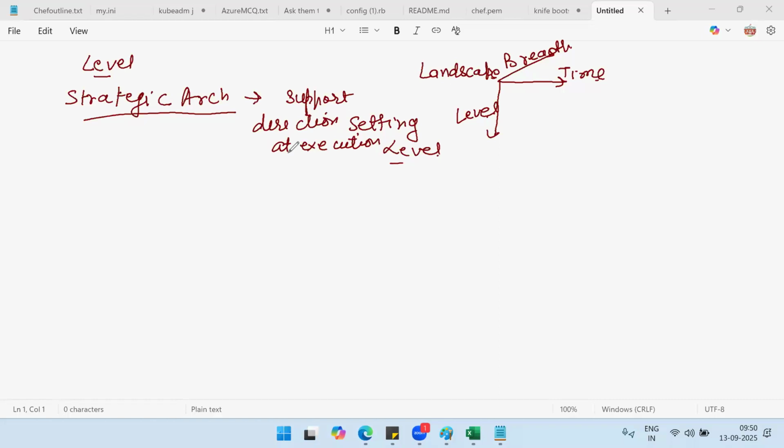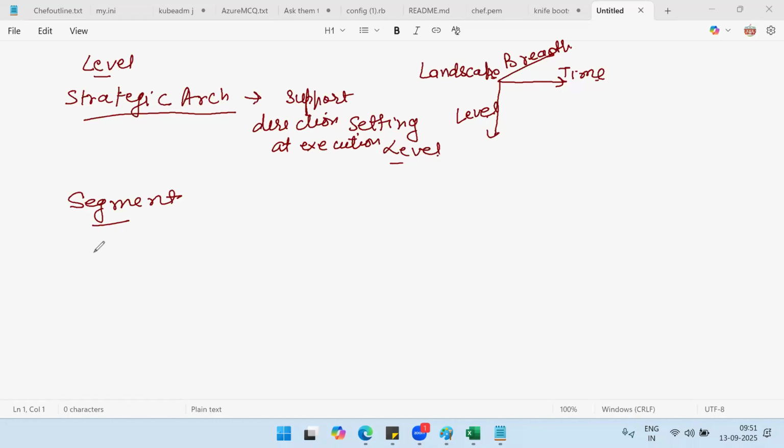So the strategic architecture covers a large breadth, meaning it covers the entire enterprise. Okay, that strategy is basically your enterprise level strategy. Okay, so here we are talking about the entire enterprise, right? Second type is segment architecture.